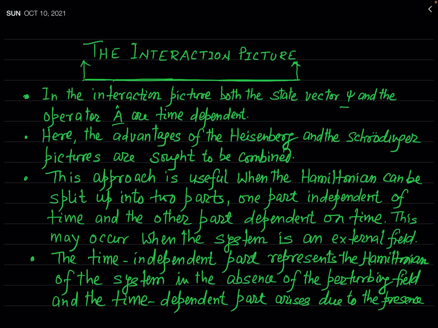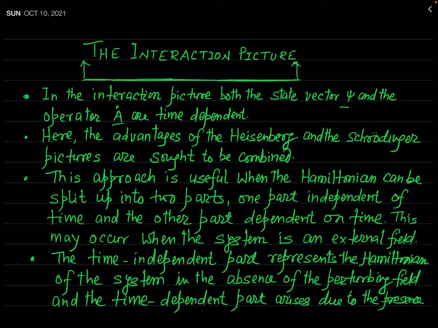Now let us consider that psi of t is the state vector in the Schrödinger picture, and a hat denotes the operator in the Schrödinger picture. And in interaction picture, we denote these two things by these symbols. Psi I of t denotes the state vector in the interaction picture, and a hat I of t the operator in the interaction picture.